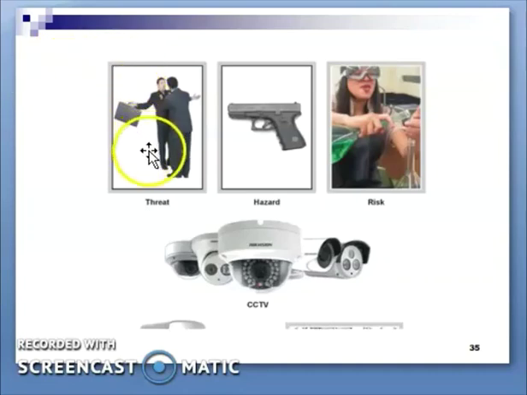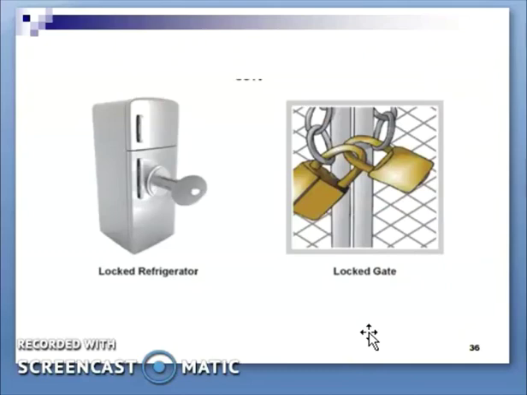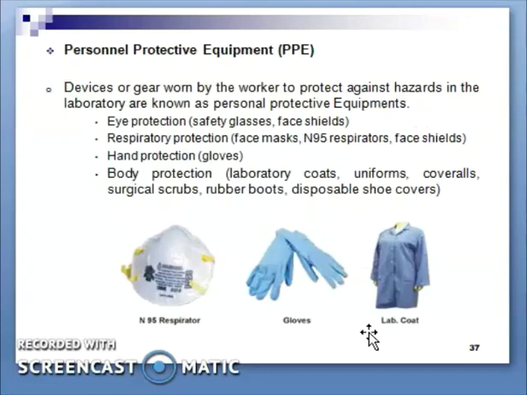Example, this is a snap of threat, hazard, risk while pipetting or pouring, mixing the reagents. Similarly, relevant to the physical security, these are the CCTV cameras. Similarly, we have to lock the equipments and lock the doors and main gates of the labs. These are also amongst the physical security of the lab.